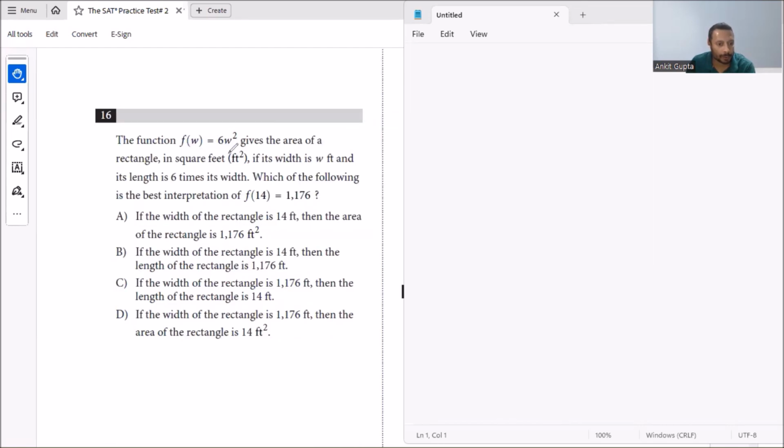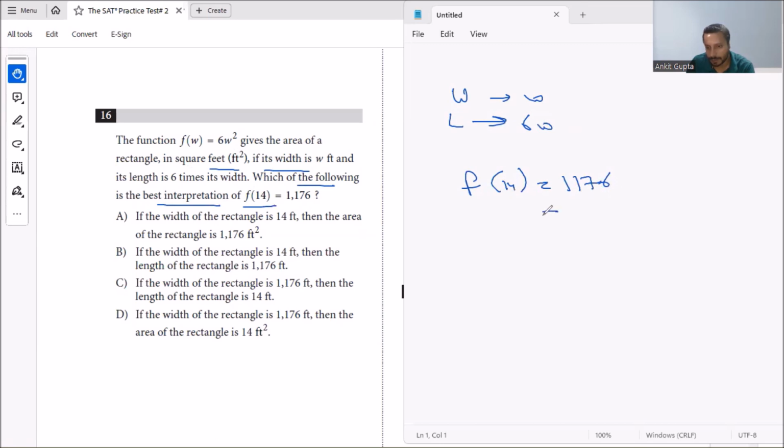The function f of w is equal to 6w squared gives the area of a rectangle in square feet if the width is w. So the width is w and the length is 6 times its width, right? So the length is 6w. Definitely the area, which is length into width, will be 6w squared. Which of the following is the best interpretation of f of 14? So f of 14 is equal to 1176.